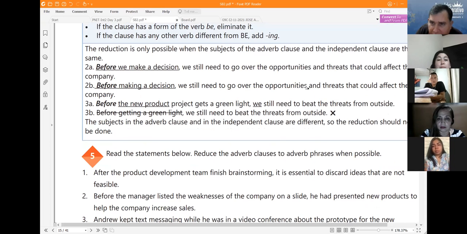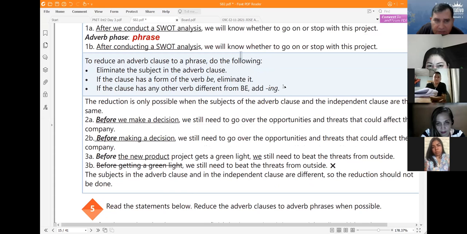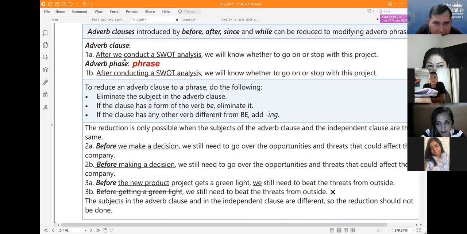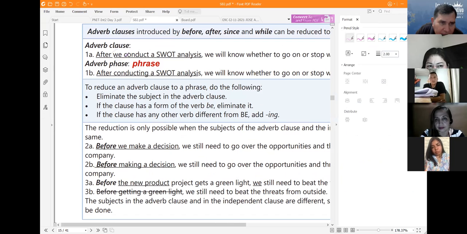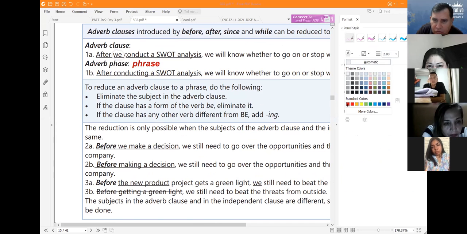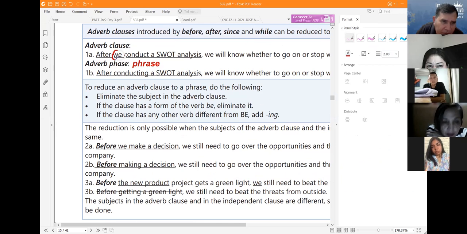So first, another thing, the reduction is only possible when the subjects of the adverb clause and the independent clause are the same. Teacher, what is the meaning that they are the same? Look at this clause, we, and look at this other, we. So what do you see? This we, sorry, I'm going to change color. Okay. Use red. This we over here is the same as this we. Okay. So we can say same.